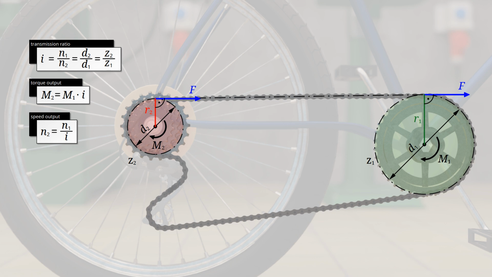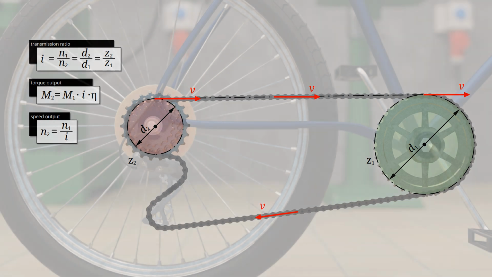Again, friction only affects the change in torque, not the change in speed. Note that the chain moves at a constant speed regardless of whether it is running over a large or small chainring. Therefore, the circumferential speeds on both chainrings are always the same, only the rotational speeds are different.